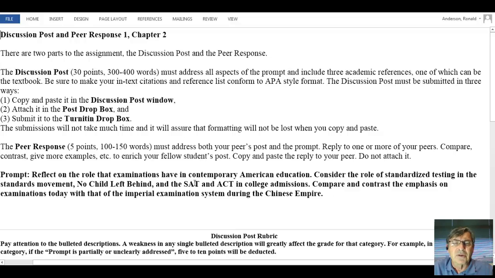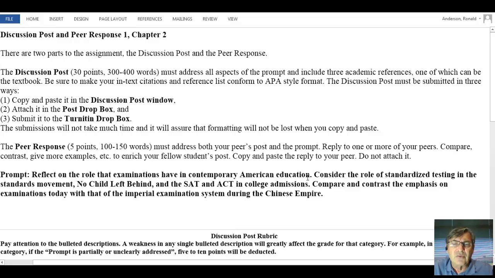Now, compare and contrast the emphasis on examinations today with that of the imperial examination system during the Chinese Empire. Look at the prompt, what it says. It says, reflect on the role of examinations, consider the role of standardized testing in the standards movement, and so forth. Now, you're reflecting and you're examining. The task that you have, in light of that, is compare and contrast the emphasis on examinations today with that of the imperial examination system during the Chinese Empire. I want to see the major part of this, 200 words. Of the 300 to 400 words, I want at least 200 words comparing and contrasting the emphasis on examinations today with that of the imperial examination system during the Chinese Empire.